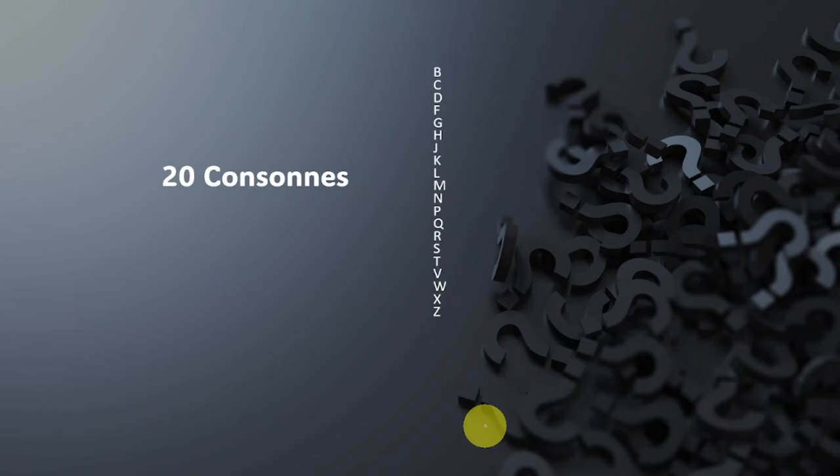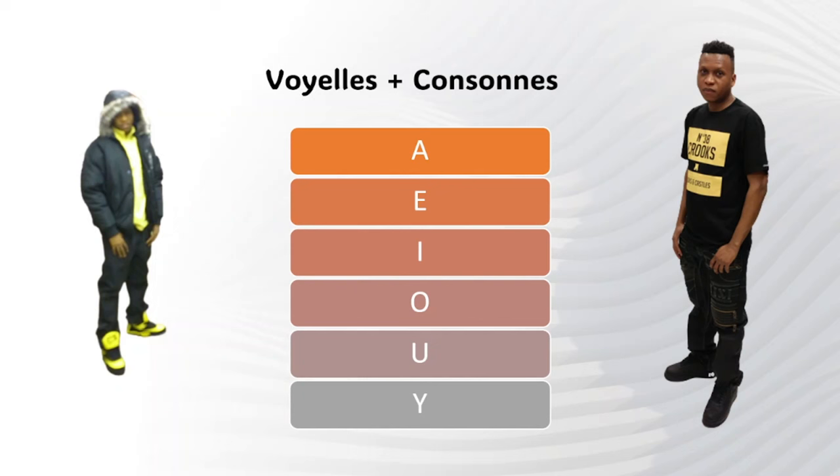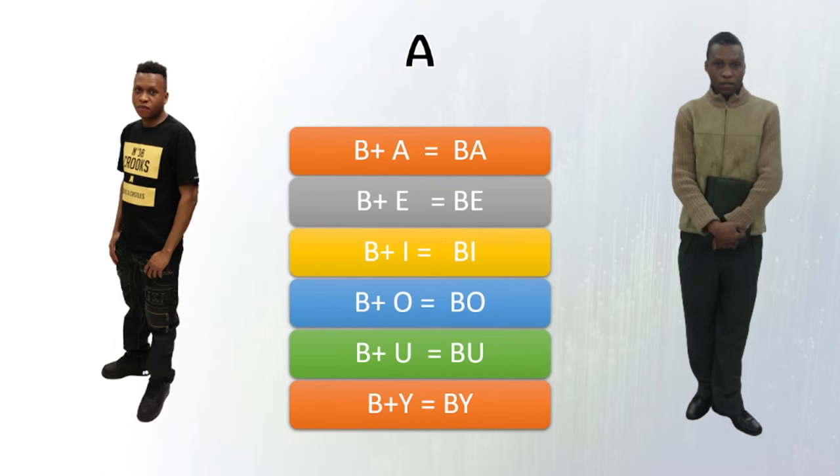That way you guys are gonna understand. Okay? So, come here. Okay? So we're gonna mix voyelle plus consonant. Okay? So when we mix them together, we mix B plus A, we have ba.